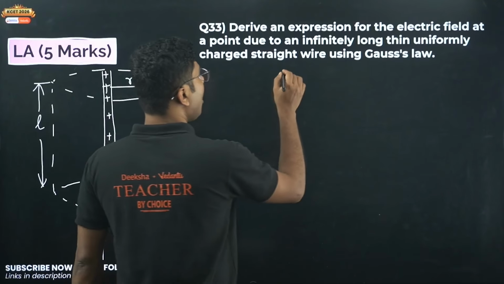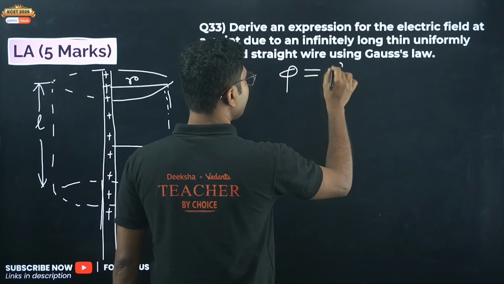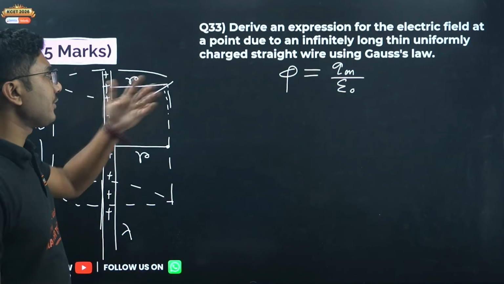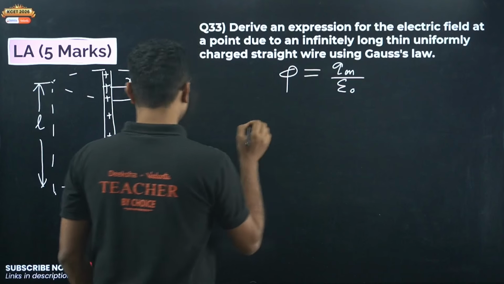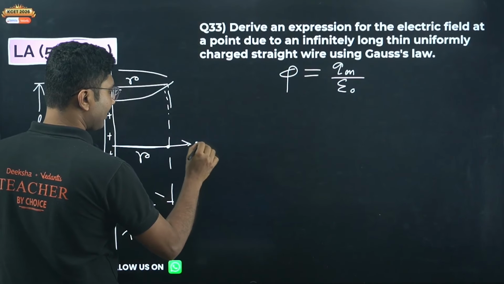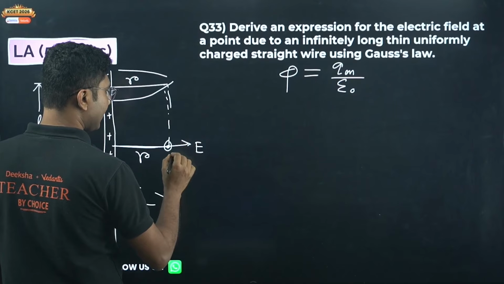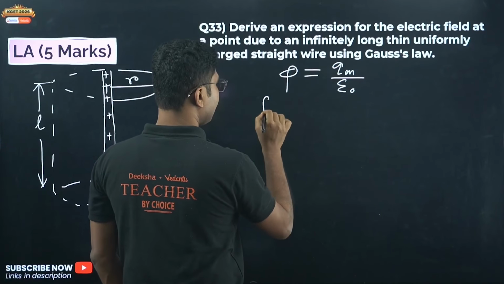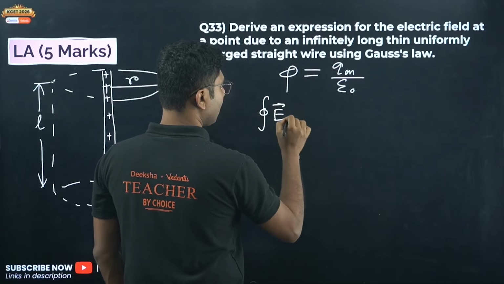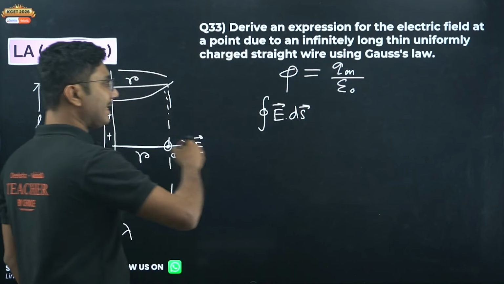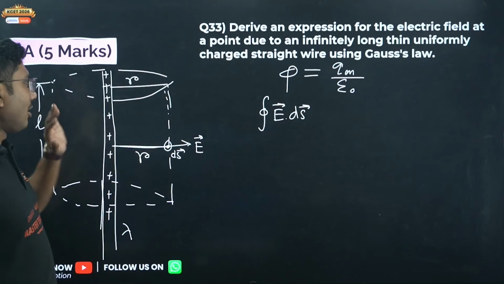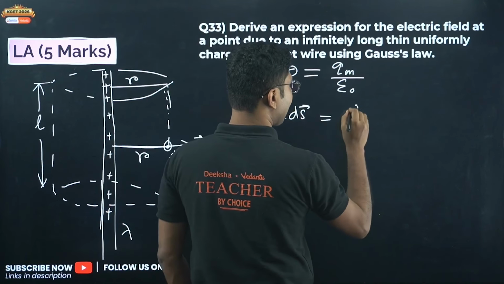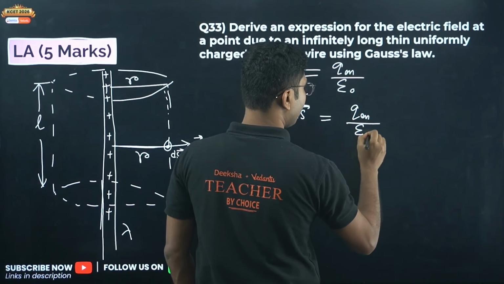So what is Gauss's law? Gauss's law states that phi equals Q enclosed by epsilon naught. Again, the definition of electrostatic flux says that if the electric field is given by E, and if we take a small surface area ds, then the integration of E dot ds is the flux, and if you take the integration throughout the entire curved surface of the cylinder, this is the total flux, and that is given by Q enclosed by epsilon naught.